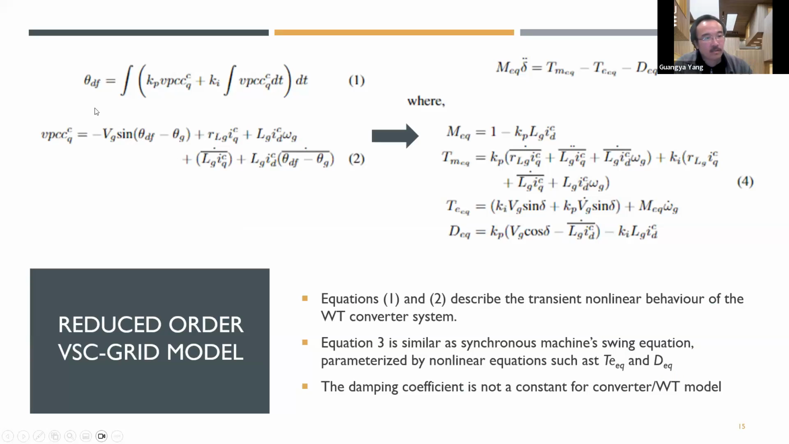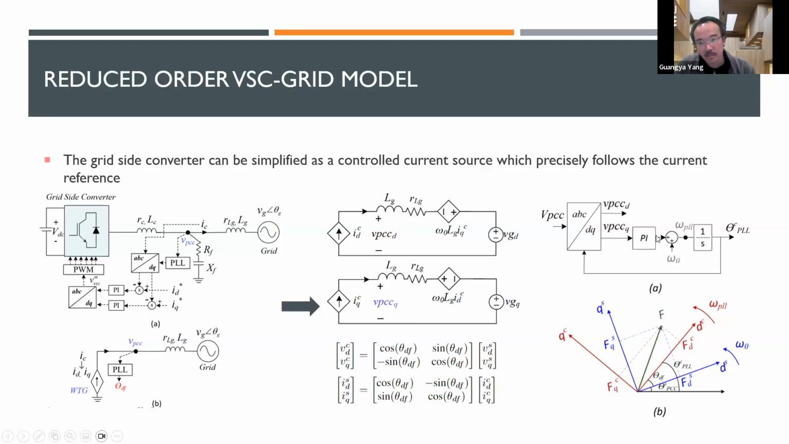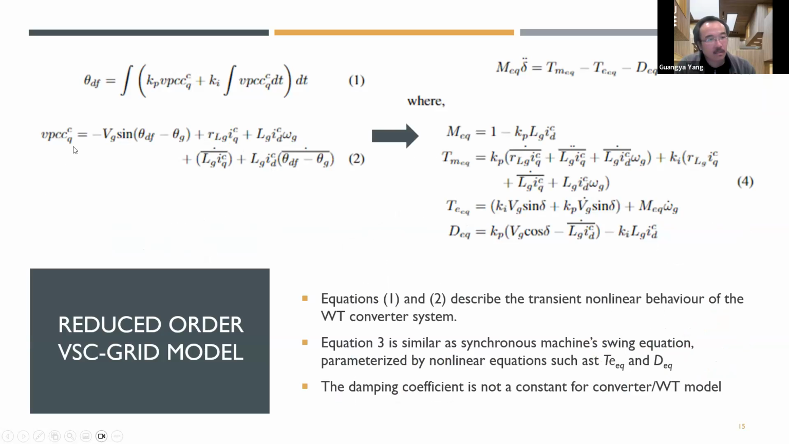And if we have the theta DF represented by this, this is the PLL equation here. This is the PI loop, where this theta DF is basically here, and then you have this.